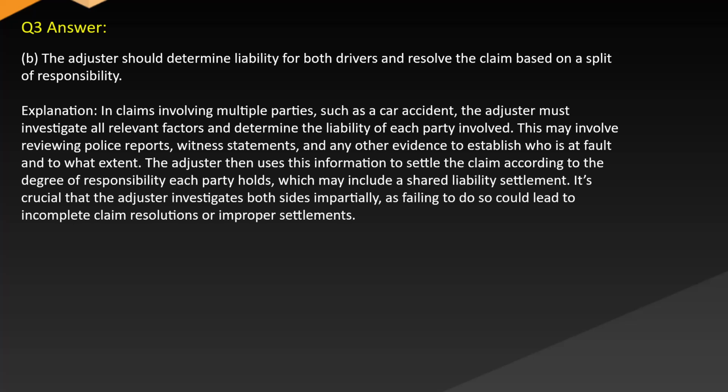Explanation: in claims involving multiple parties, such as a car accident, the adjuster must investigate all relevant factors and determine the liability of each party involved. This may involve reviewing police reports, witness statements, and any other evidence to establish who is at fault and to what extent. The adjuster then uses this information to settle the claim according to the degree of responsibility each party holds, which may include a shared liability settlement. It's crucial that the adjuster investigates both sides impartially, as failing to do so could lead to incomplete claim resolutions or improper settlements.